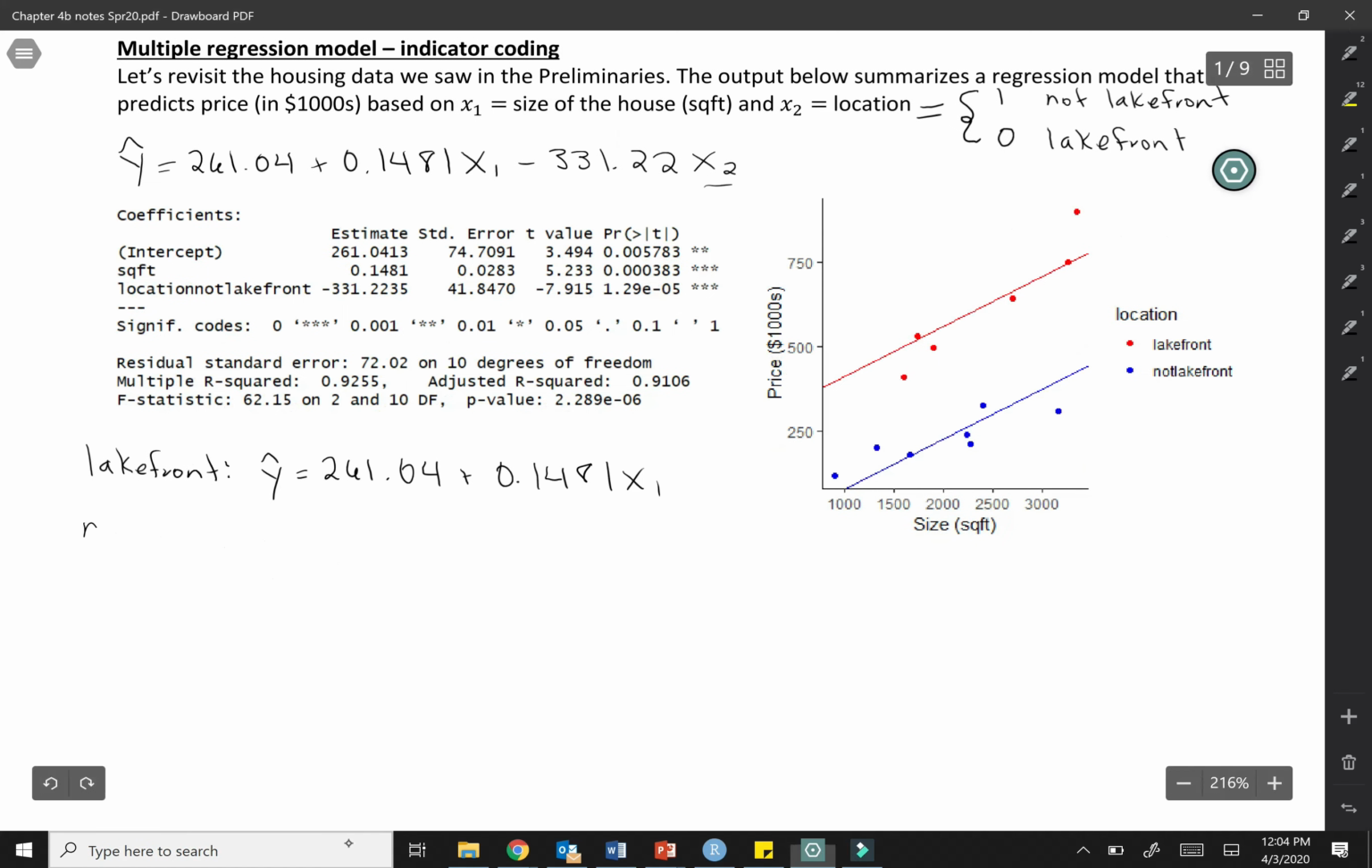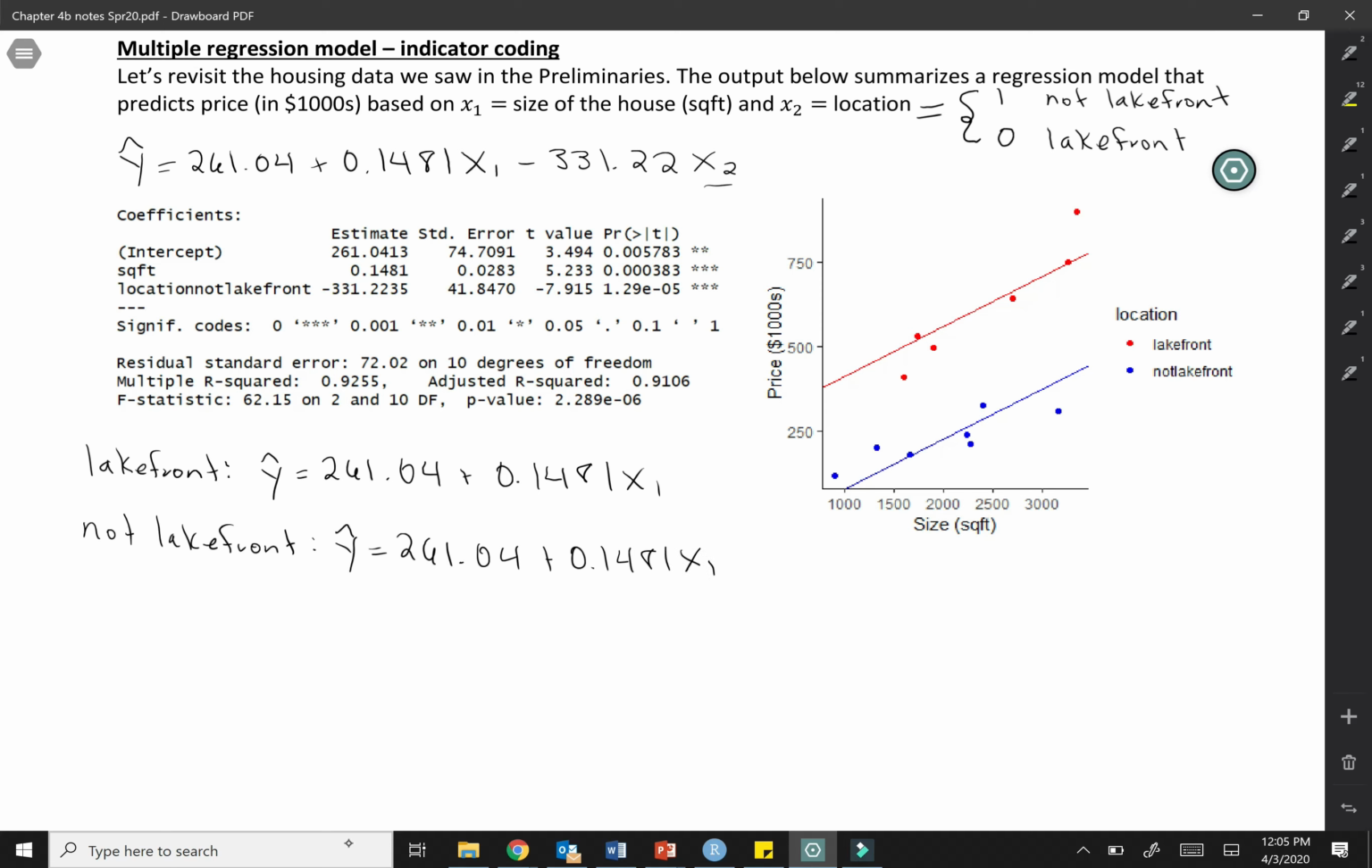Okay, and then for not lakefront, we're going to be plugging in 1 for x2. So we've got the original equation, 0.1481 times x1, but then when we plug in 1 here, we get negative 331.22. Obviously, you can write that as a times 1 if you want to. So basically, we have the same slope that goes with square footage, but now we have two constants that we're going to put together. Once we put those together, that's going to become our new intercept.